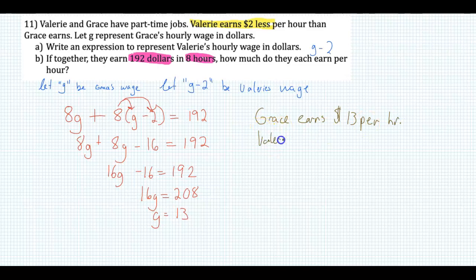And Valerie earns, I spelled her name wrong. Oopsie. Valerie earns $11 per hour. We kind of did that with mental math, but we could actually show, well, so if we know that G equals 13, so we can say G minus 2, that equals? Well, if I substitute 13 minus 2, that's equal to 11. We kind of did it with mental math, though, so either way would be fine.